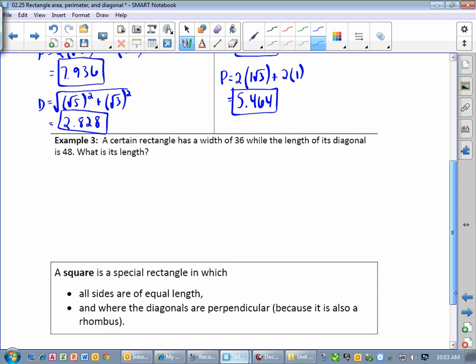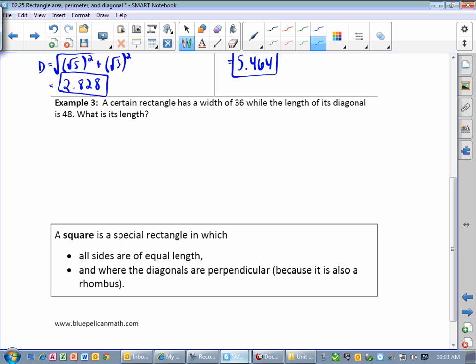Example 3. A certain rectangle has a width of 36 while the length of its diagonal is 48. What's its length? Let's draw a rectangle really quick. Just think about this for a second. So we're told it has a width of 36 and a diagonal of 48. And we want to find the length. How are we going to do that?